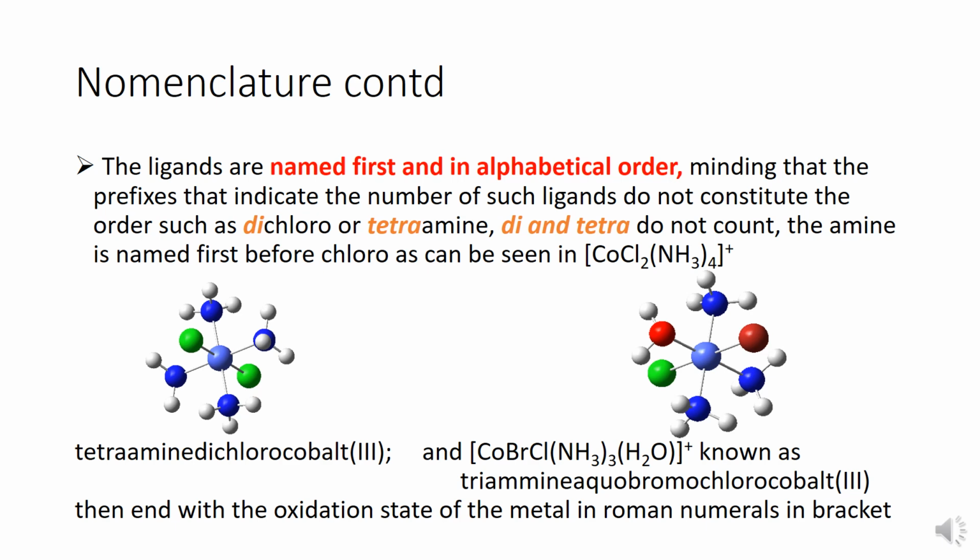And you also have in triammineaquabromochlorocobalt(III). That is to say, there are 3 ammine units attached to the cobalt and 1 water unit attached to the cobalt. Then you have the bromo and the chloro. Then it ends with the oxidation state of the metal in Roman numerals. As you saw, we wrote 3 in Roman numerals in the bracket.